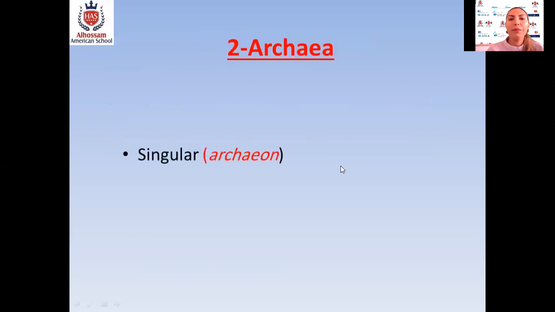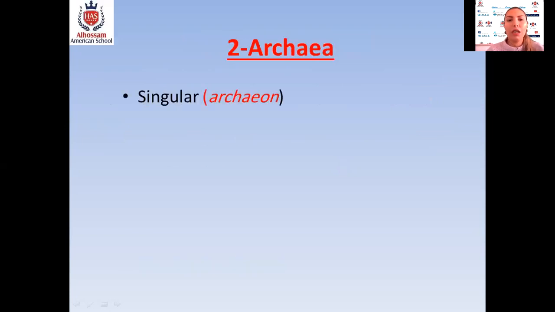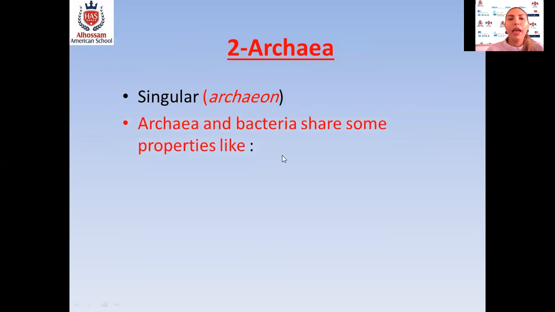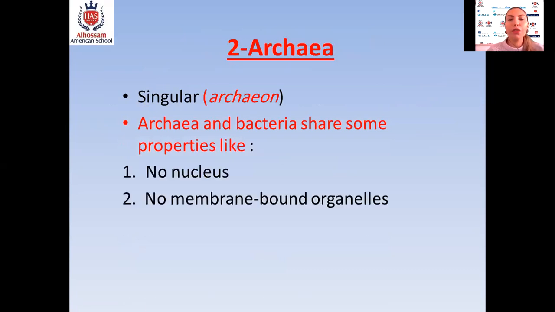Archaea is the second type of prokaryotic cell, and the singular is called archaeon. Archaea and bacteria share some properties: no nucleus, no membrane-bound organelles, and circular DNA. Also a cell wall. But archaea have special features not found in bacteria. Who knows the answer? Raise your hand.